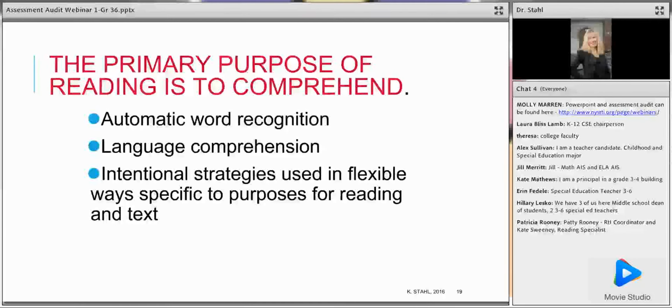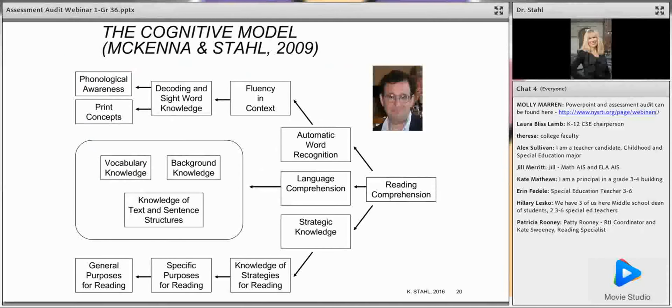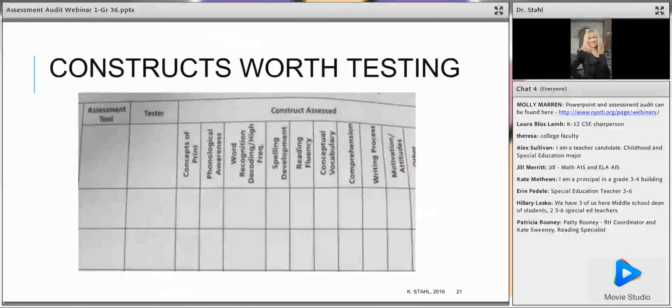And so because the primary goal of reading is to comprehend, some of the pathways that we want to get kids to are to help them to automatically recognize words quickly, understand language, and then in reading to be able to use intentional strategies in flexible ways for specific purposes. And so therefore, we want assessments that tap into these 3 pathways. And in the past, my husband and Mike McKenna and I have used this model to demonstrate those 3 pathways that lead to comprehension and that we want to really be taking a look at.